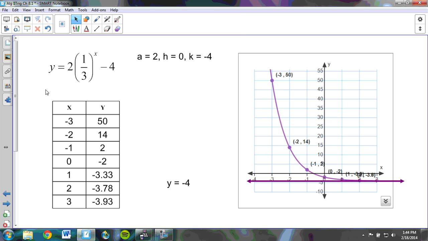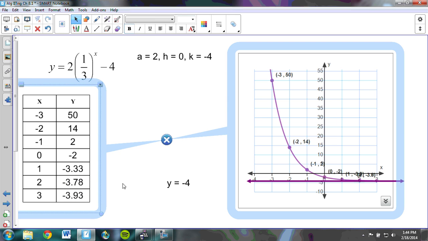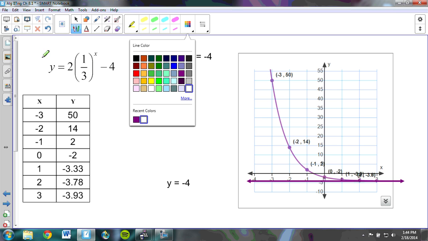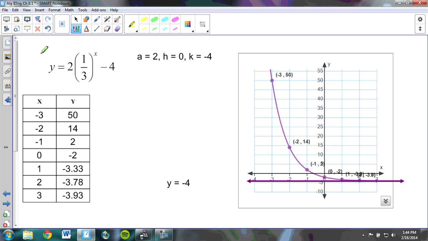Why does this 1/3 to the x make the graph go down instead of up? This is a question that I'd like you to actually pause and think about and see if you can answer. Instead of actually pausing it, it's going to take me a while to take care of this, so just think about it right now. Okay, if you want more time, now you should pause it.